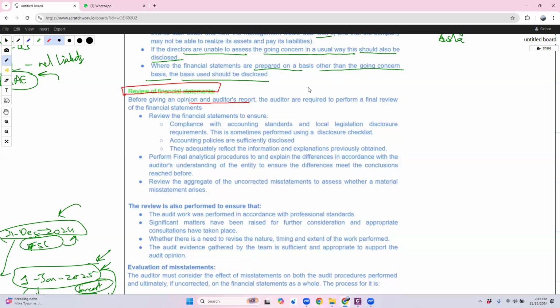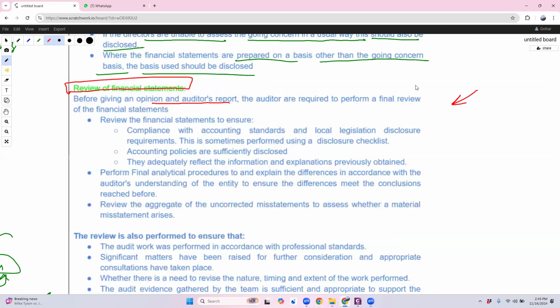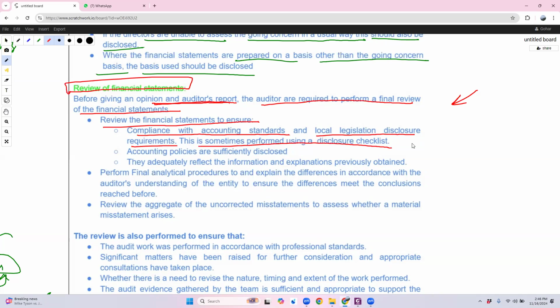So before giving an audit opinion, these are the final things that you have to do. After doing subsequent events and going concern, then you move towards review of financial statements. Before giving an opinion and auditor's report, the auditors are required to perform a final review of the financial statements. Now, the question is, what do they do in this review? Review the financial statements to ensure compliance with accounting standards and local legislation disclosure requirements. This is sometimes performed using a disclosure checklist.